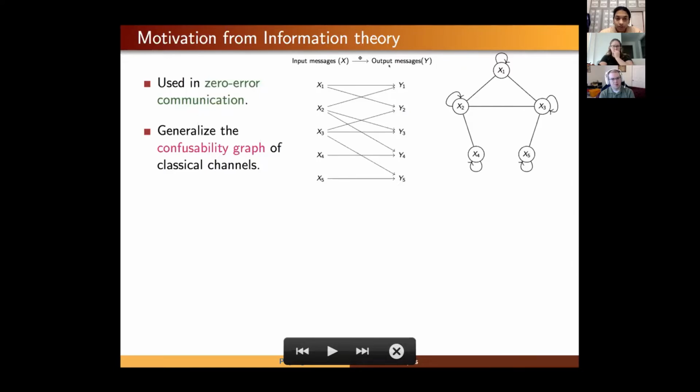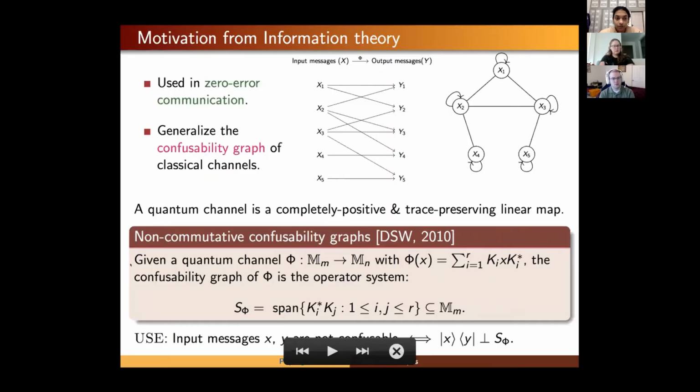And in particular, when we replace this channel by a quantum channel, then the structure that you get here is a quantum graph. So basically, confusibility graphs of quantum channels are essentially quantum graphs. Mathematically, a quantum channel is just a completely positive and trace-preserving linear map. And the way quantum graphs were first introduced in information theory is as non-commutative confusibility graphs. So you begin with a quantum channel phi that is taking some m messages and outputting n messages.